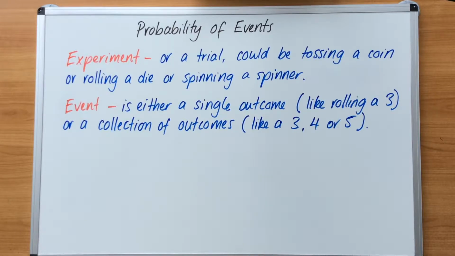So 2 more words that we need to look at here are experiment and event. An experiment, also known as a trial, could be tossing a coin or rolling a die or spinning a spinner. It's the actual happening of the event. And the event is either a single outcome, like rolling a 3, or a collection of outcomes, like a 3, 4, or 5.